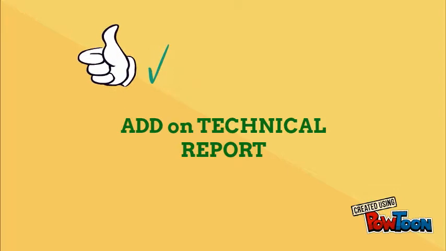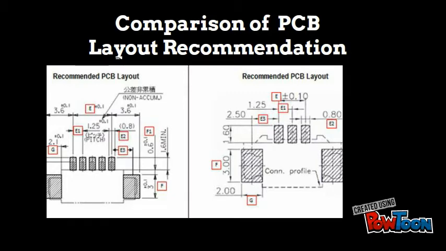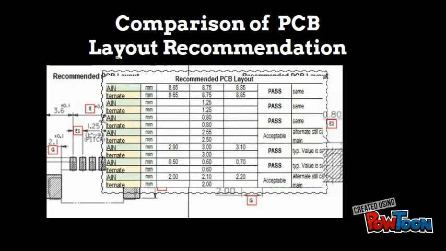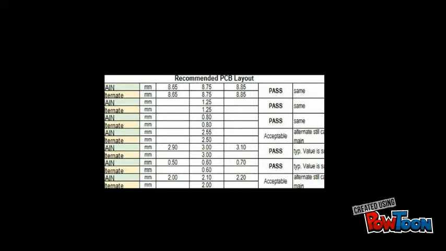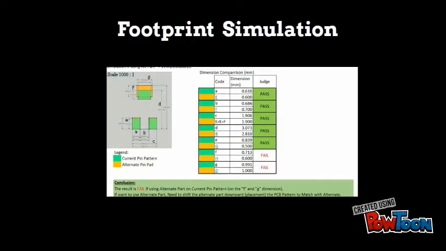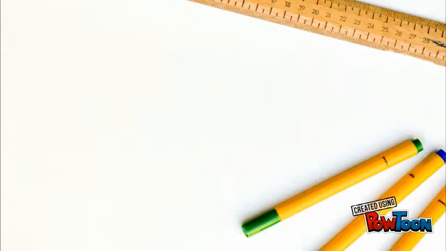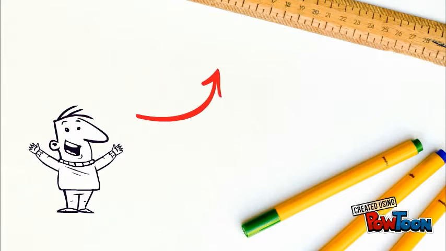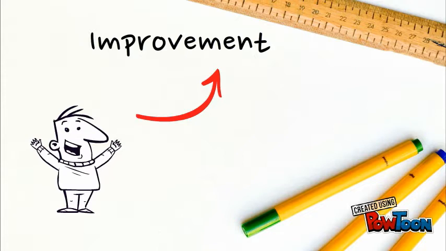First, to add a recommended PCB layout comparison of the main, original part versus the alternate part. Second, footprint simulation of the main part using the alternate part. So this comparison information could help us a lot to avoid future problems on the production side.